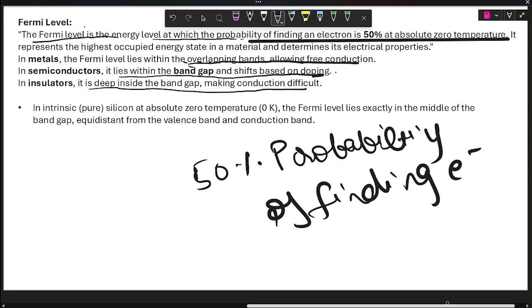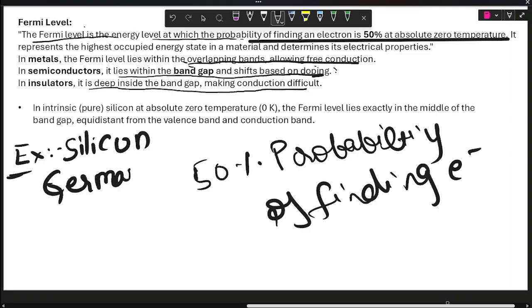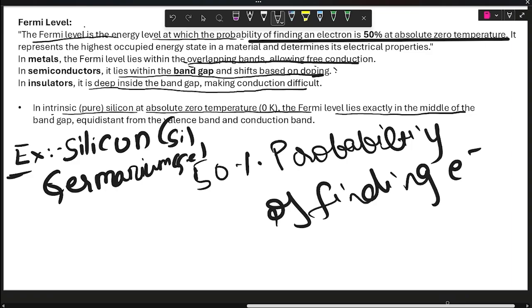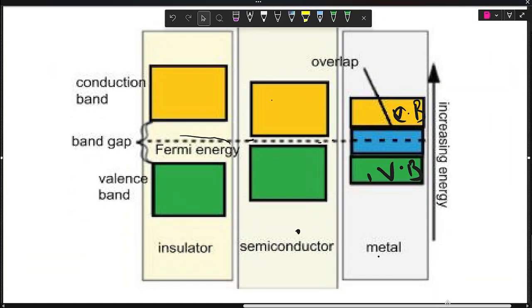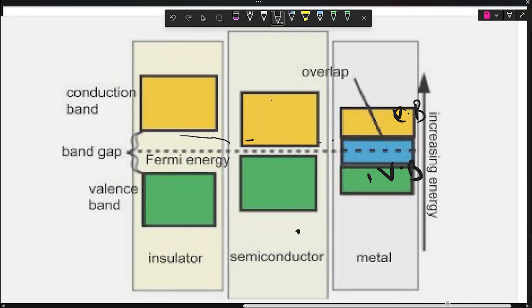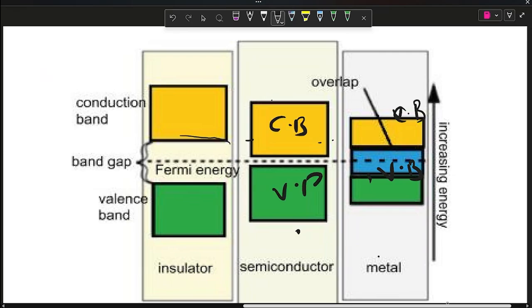So we will talk about this doping and the Fermi level shift in the upcoming video. And I forgot to mention one more thing. The common examples of semiconductors are silicon and germanium. So for pure silicon at absolute zero temperature, the Fermi level lies exactly in the middle of the band gap, equidistant from the valence and conduction band. So yeah, here it is exactly in between the conduction band and valence band. That's it for today.